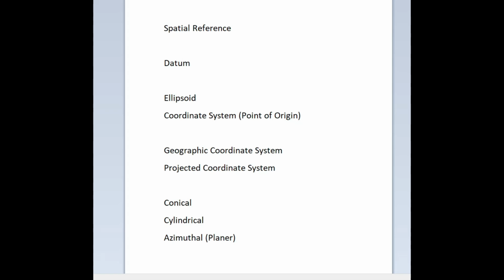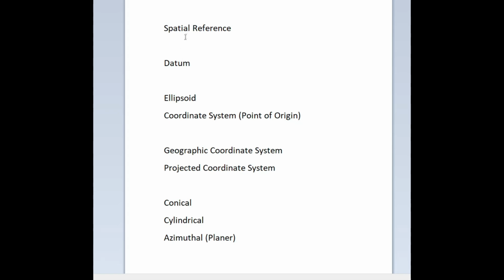Having different spatial references can affect how your data displays in your map and how different data types or data sets will actually interact with one another. And so that's the larger concept, this concept of a spatial reference.